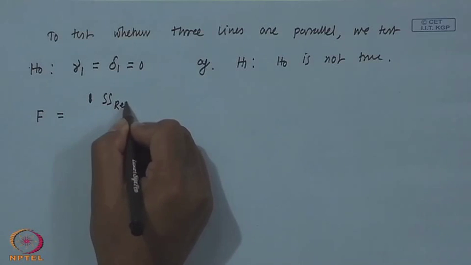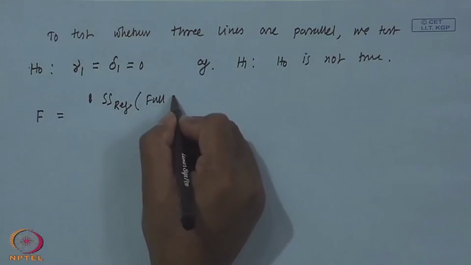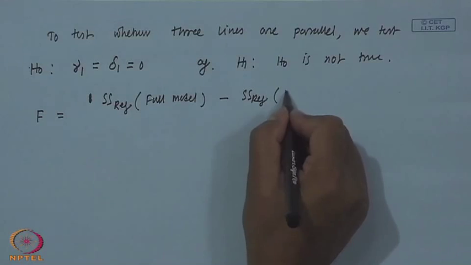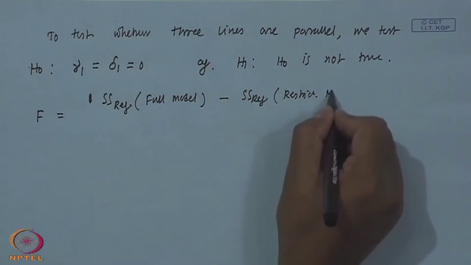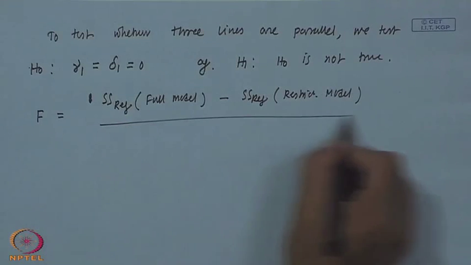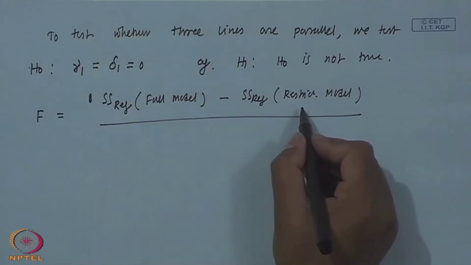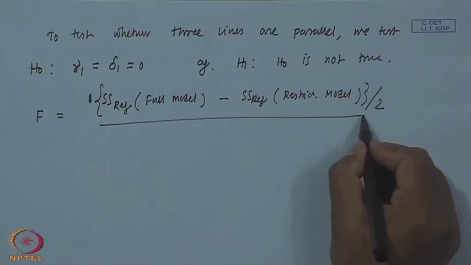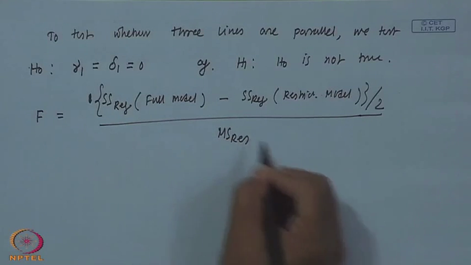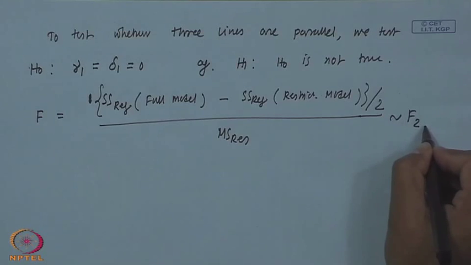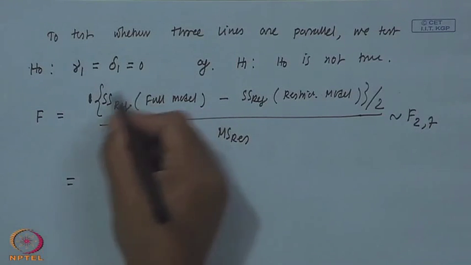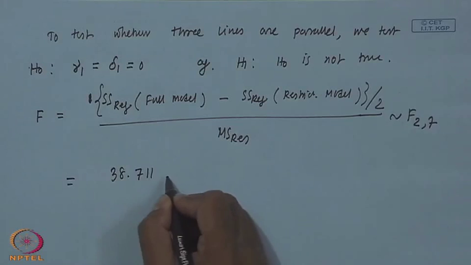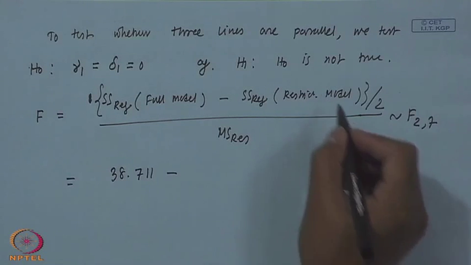SS regression for the full model, and then SS regression for the restricted model, right? And the full model has 6 parameters, and the restricted model has 4 parameters. So, 6 minus 4 is 2, you divide it by 2 and by MS residual. This follows F 2, 7. Now, we know that for the full model, the SS regression is 38.711. You have to find this one.